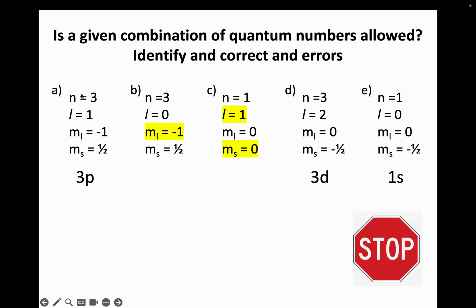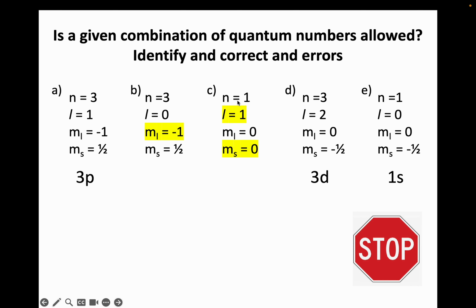So I think this first one, n equals 3, is referring to a 3p atomic orbital. Case D is referring to n equals 3, L equals 2, a 3d atomic orbital. And this final one is referring to a 1s atomic orbital. Those all have plausible m sub L and m sub S values. This example here for B, I like that it could be a 3s. However, if L equals 0, I can't have m sub L equal -1. So that part is incorrect.